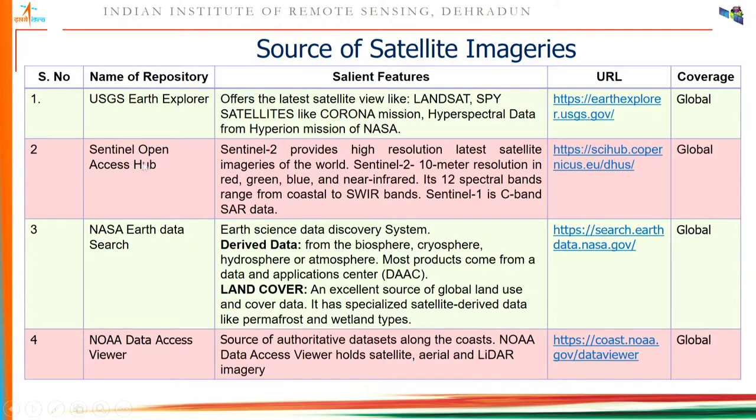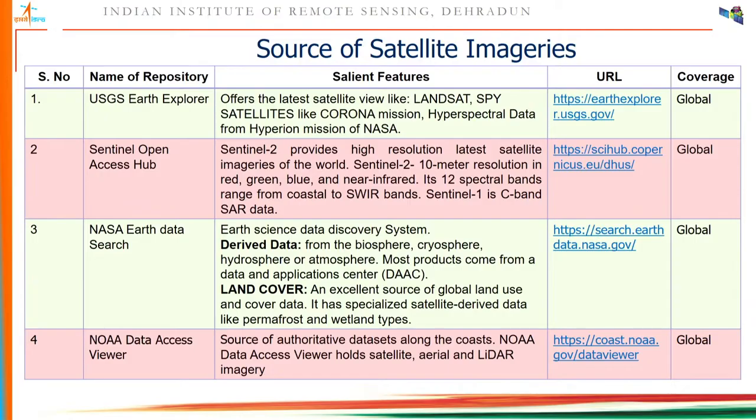Another website is called Sentinel Open Access Hub. This is from the European Space Agency. They provide the Sentinel-2 high resolution satellite data. This is the latest satellite data you can get here. When I say high resolution data, that means 10 meter spatial resolution data you can download from this website. Every 10 days you can get new data. So if you are looking for the latest data in 10 meter spatial resolution, you can go to this website and start downloading it.